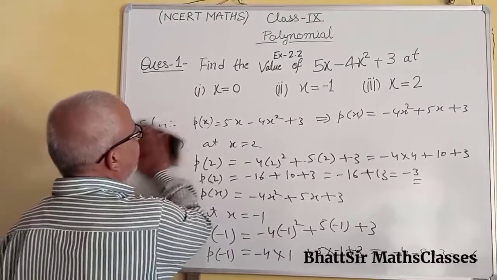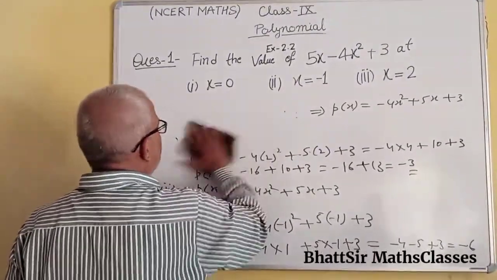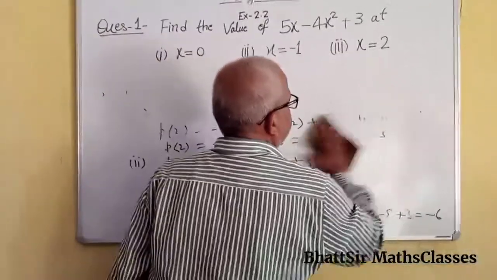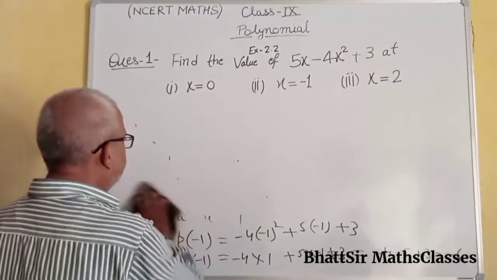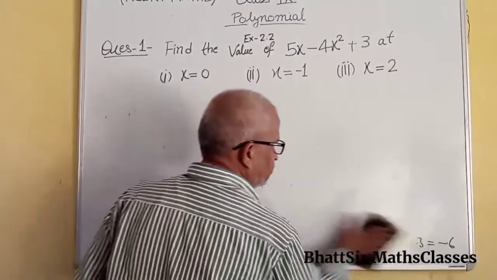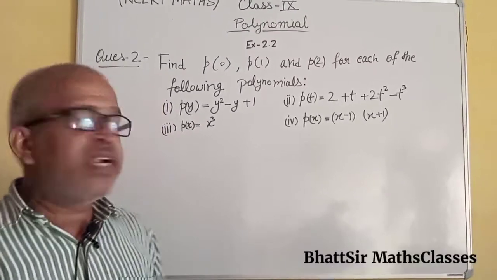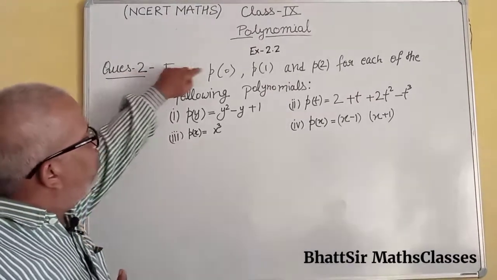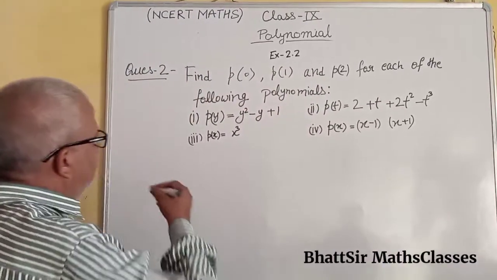Now I am attending the next question, question number 2 of exercise 2.2. In this question we have to find P(0), P(1) and P(2) for each of the following polynomials. So now I am giving the solution.